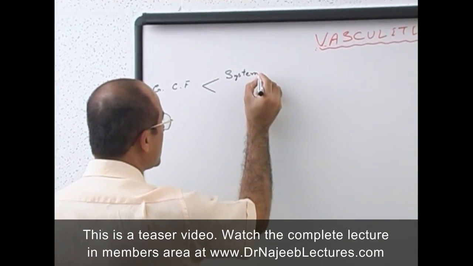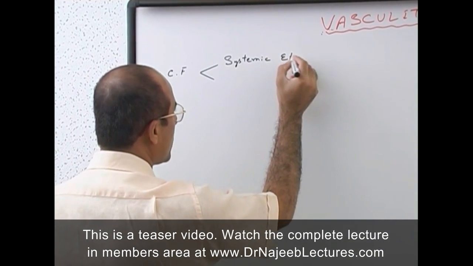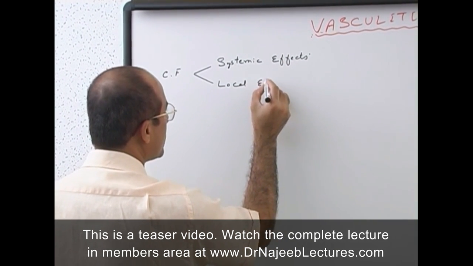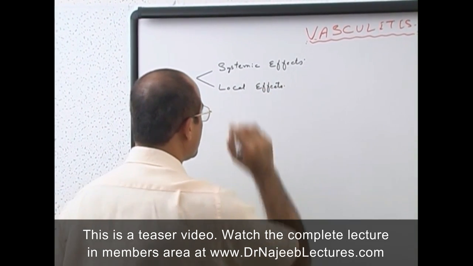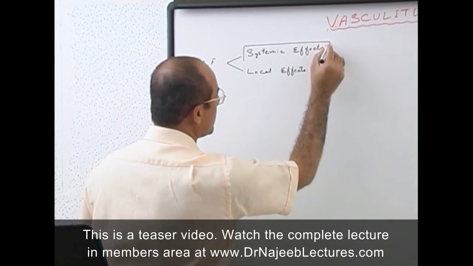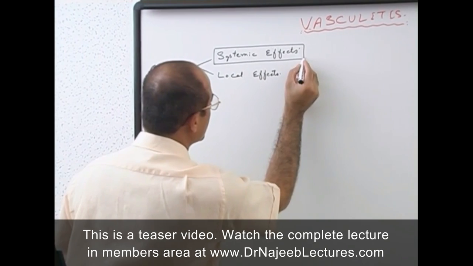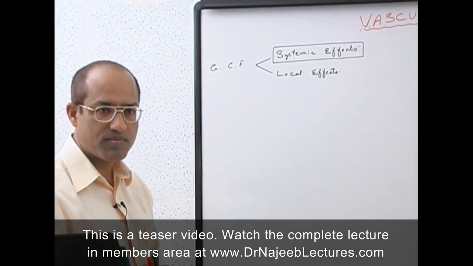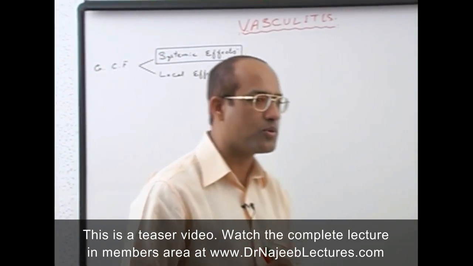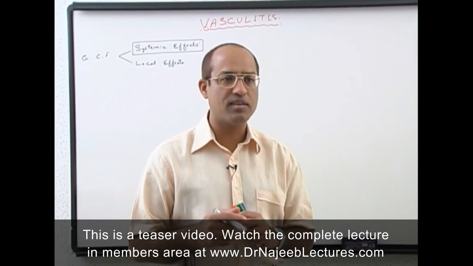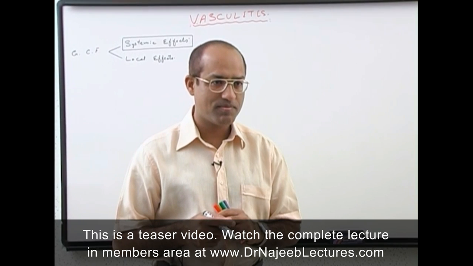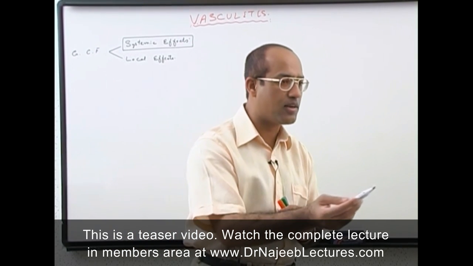Like all severe inflammatory conditions, there are systemic effects of vasculitis, and there can also be some local effects depending upon which vessel is blocked or inflamed. Systemic effects of vasculitis will be manifested only in severe cases. First, we'll talk about the systemic effects. When I teach you the systemic effects of vasculitis, you should develop the concept of systemic effects of infections and inflammations. What are the systemic effects of inflammations?